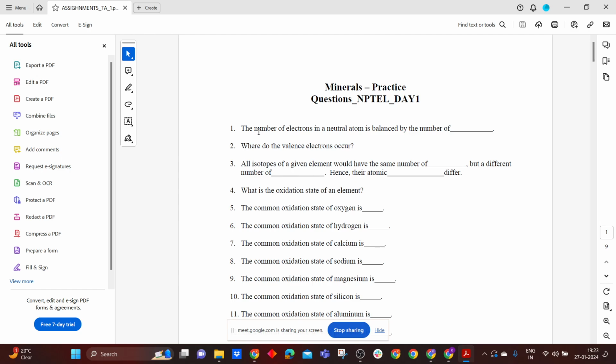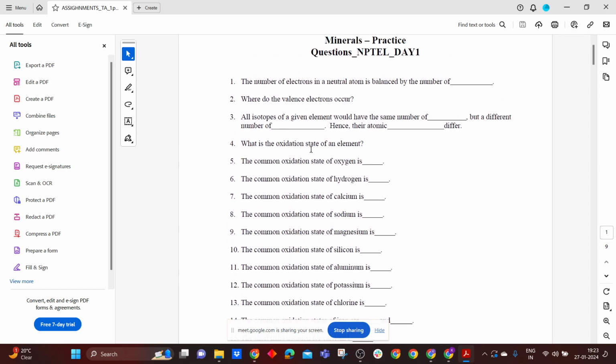Okay, so for the first question, anyone who knows the answer, please. Proton, sir. Yes, the number of electrons in a neutral atom. The correct answer is proton. For a neutral atom, the number of electrons is always balanced by protons. Now the second question, where do the valence electrons occur? I think everybody knows.